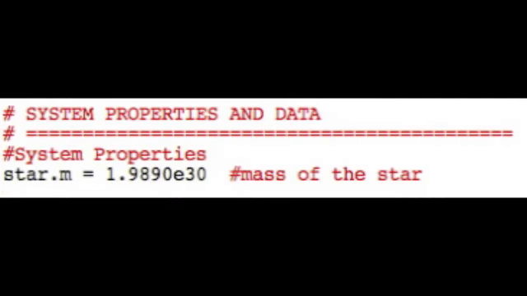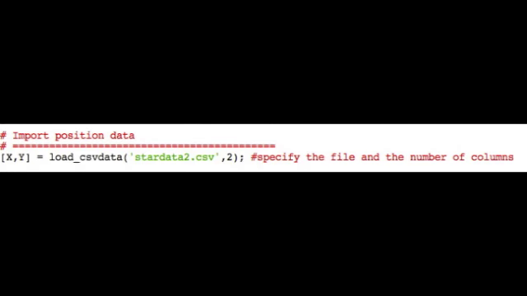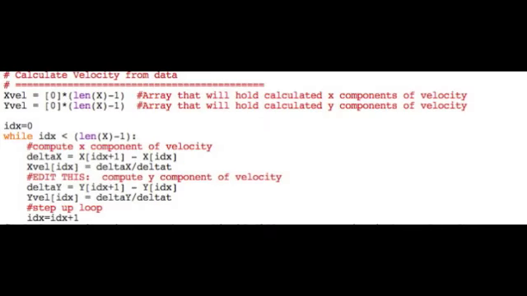To do this, I had to change the star's mass and load the new star data. I kept the time step at 86,400 seconds, or 1 day, because it's small compared to the total time of nearly 4 Earth years. I used the position data given in the star data to calculate the x and y components of velocity. The while loop allows it to calculate the velocity over each change in position given in the data.